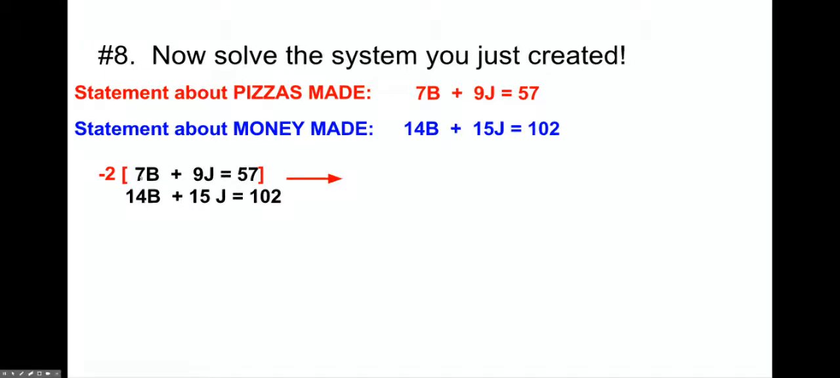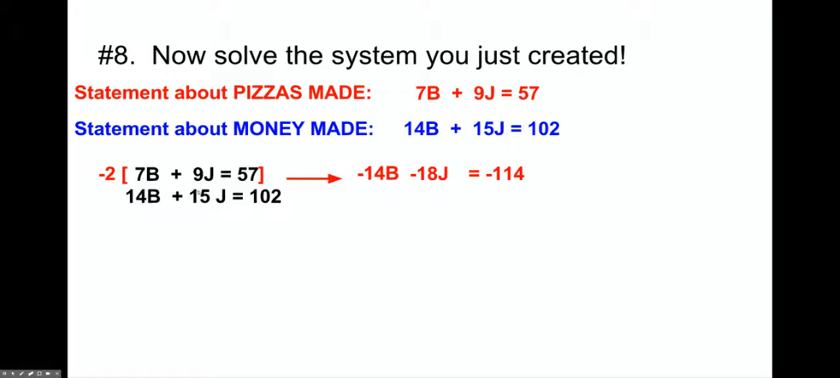-2 times 7 is -14b. -2 times +9, that's -18j. Last one, -2 times 57. Go ahead and grab a calculator, no shame in that. Your answer will be -114.